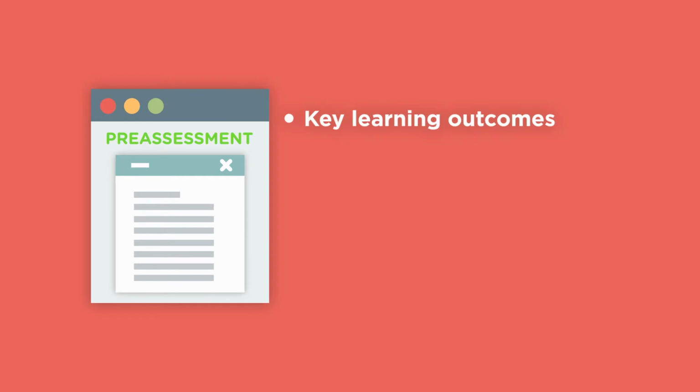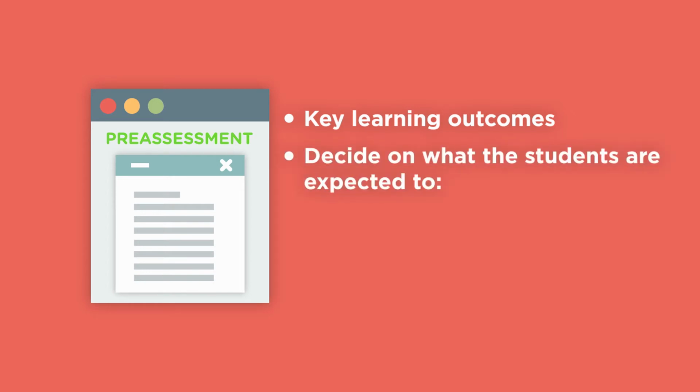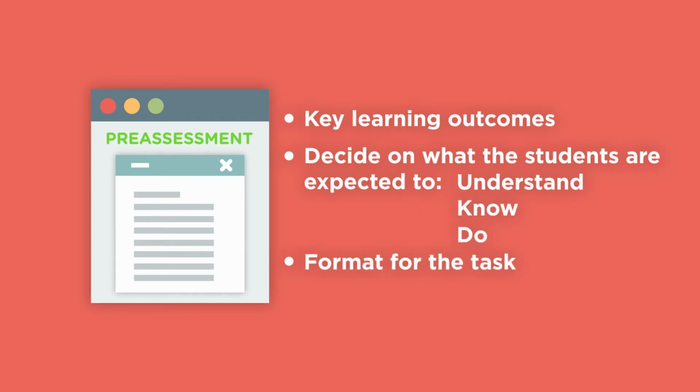Firstly, decide on the key learning outcomes that you want to assess. Then, using the learning outcomes and content statements from the syllabus, decide on what the students are expected to understand, know, and be able to do. Choose a format for the task that will enable the students to demonstrate their current levels of mastery of what you're assessing. And lastly, develop criteria that you will use to evaluate students' readiness, that is, their current understanding, knowledge, and skills in relation to the learning outcomes.